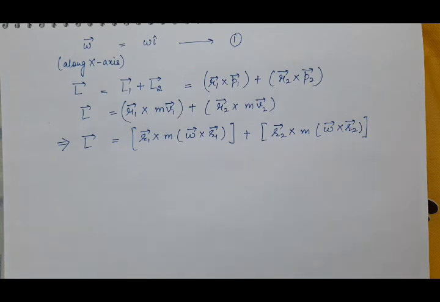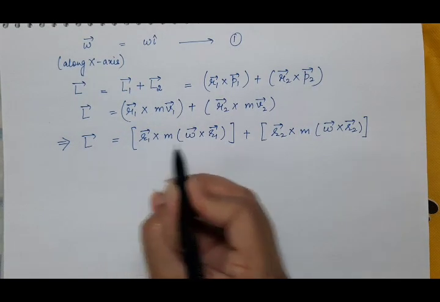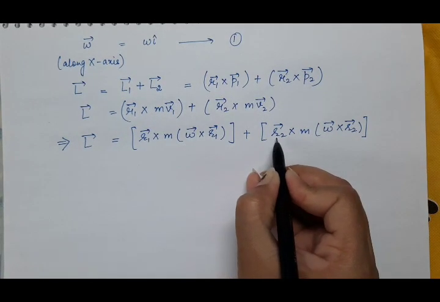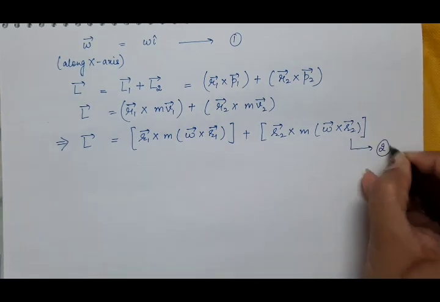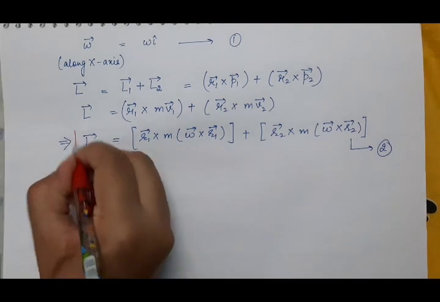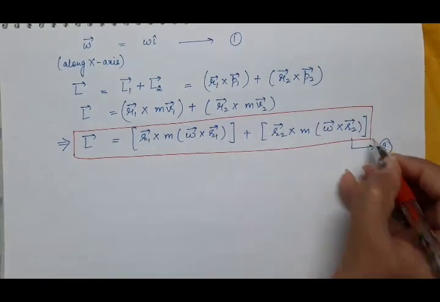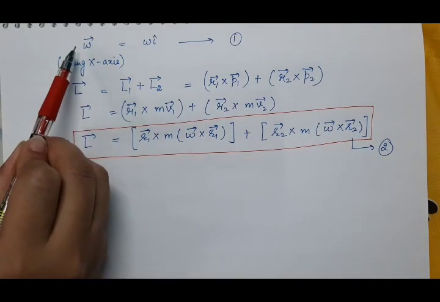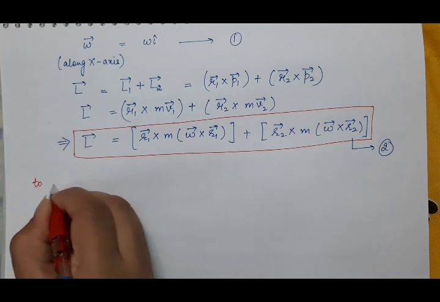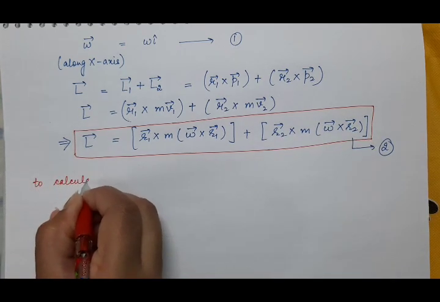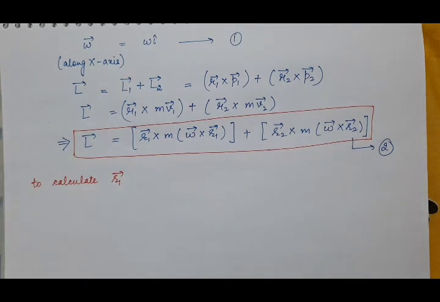So now we will find the values of omega vector, R1 vector, R2 vector, and then we will put all those values in this equation. So now suppose this equation as equation 2, and we already know the value for omega vector. Now we will find the value for R1 vector. To calculate R1 vector, what is R1 vector?